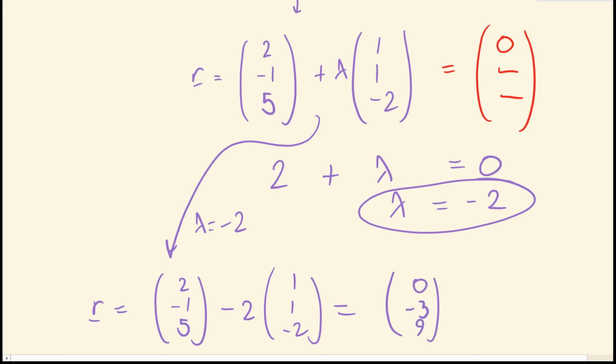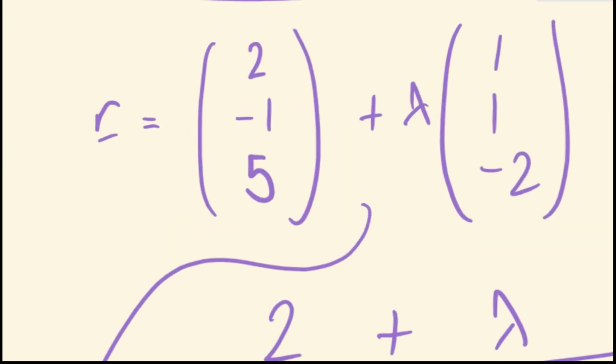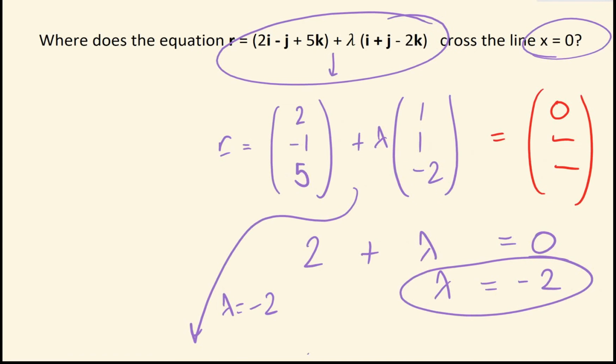That will be the point at which this equation crosses the line x equals 0. And that's an often theme: often you have to solve some sort of equation for lambda, work out what lambda is, and then always plug it back into our starting vector to give us a point or a coordinate.